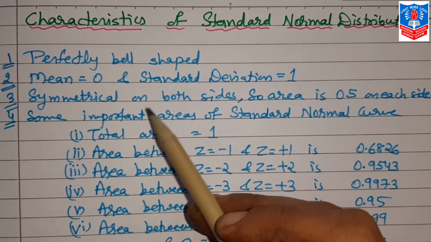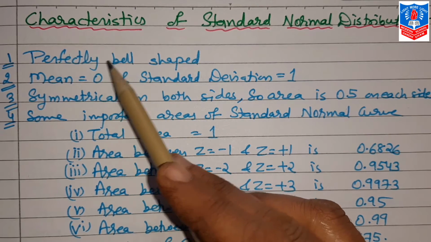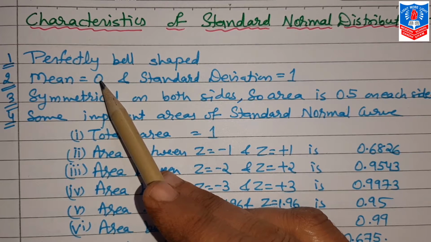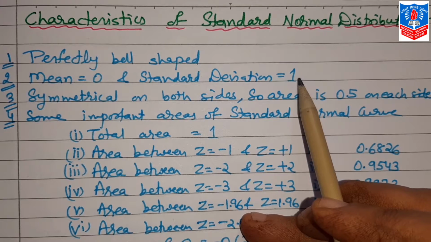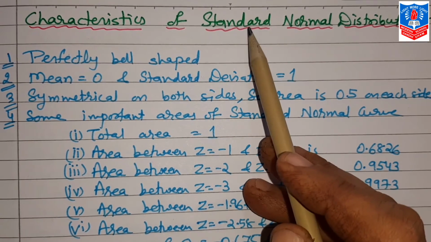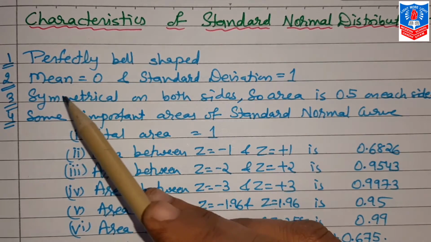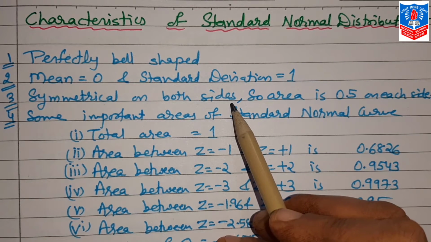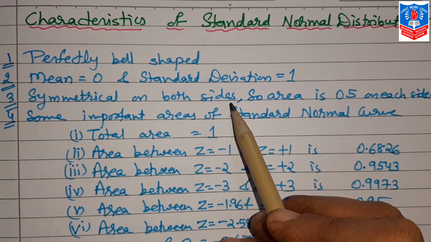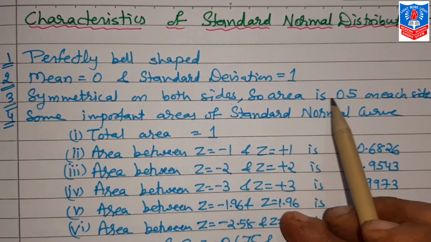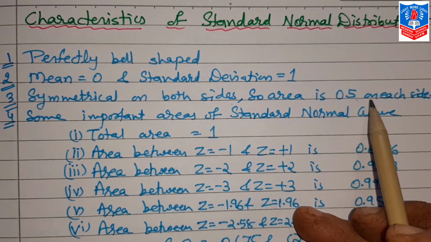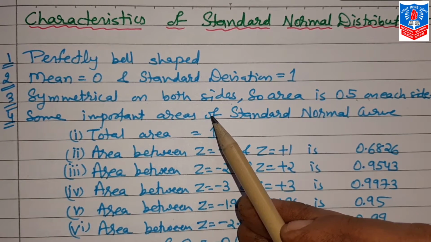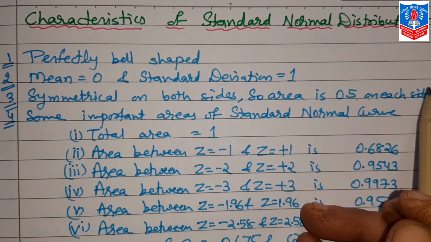The probability curve of standard normal distribution is perfectly bell-shaped. Second, its mean is always equal to 0 and standard deviation is always 1. This is what we are discussing, characteristics of standard normal distribution. Third, the standard normal curve is symmetrical on both sides of the ordinate at z is equal to 0. So the area of each side, that is 0.5, is always there. As we discussed in the previous topic, area 0.5 on the left hand side, 0.5 on the right hand side.